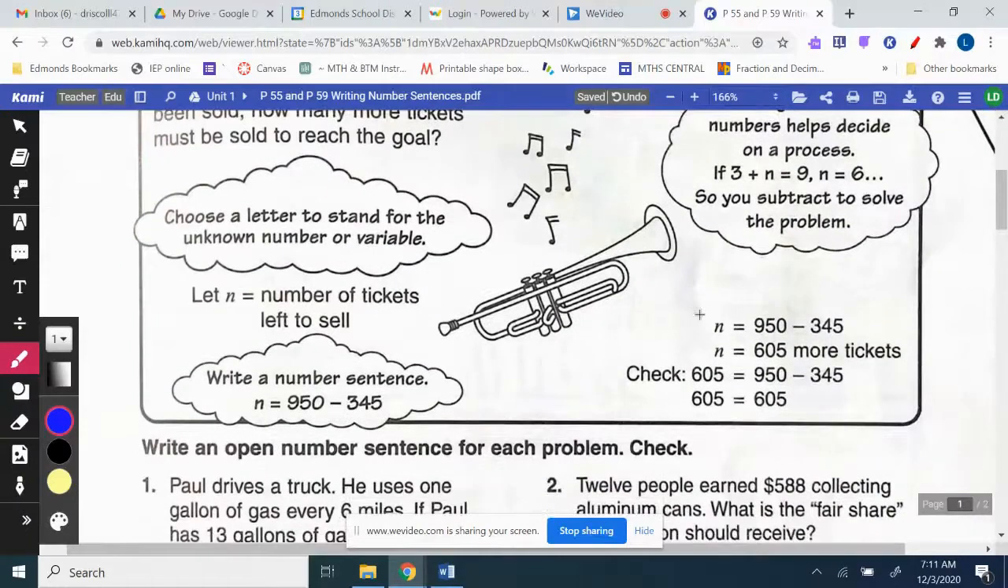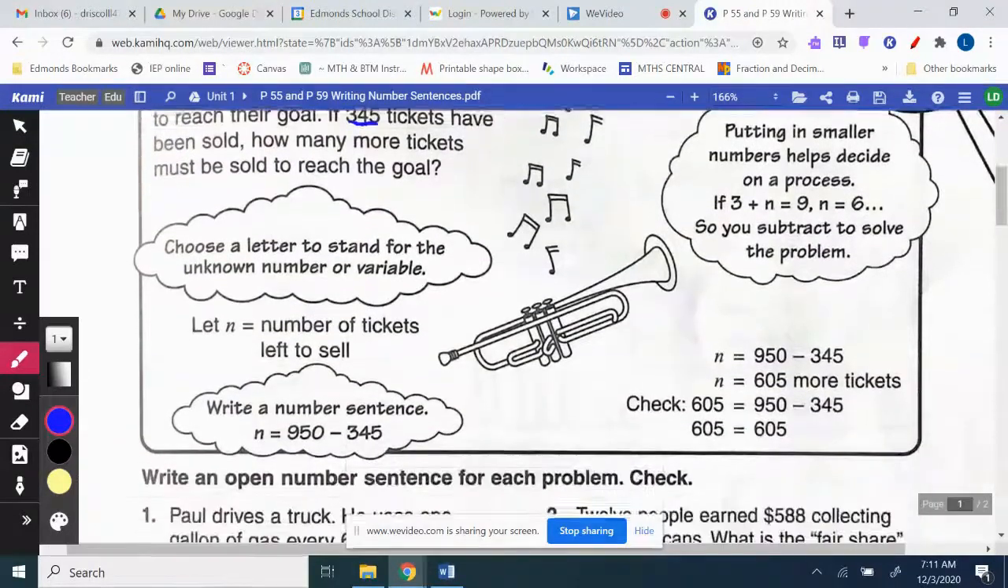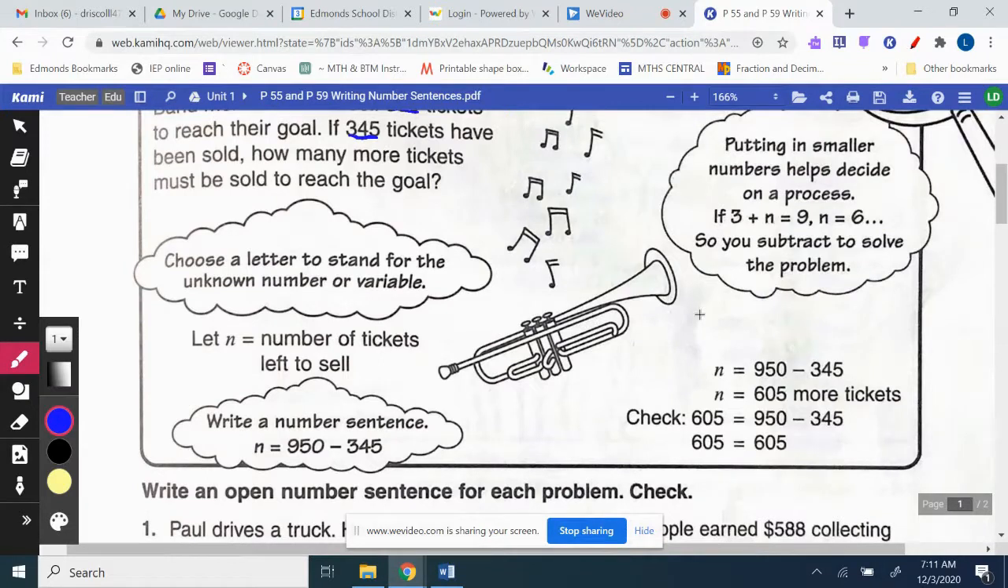And they write the simple number sentence. N equals 950 minus 345. And yeah, this is real simple. You guys could have written 950 minus 345 equals a box. But at this point, we're just trying to make it easy so you feel comfortable writing these number sentences. Sometimes we have to do what they say here because it's easier if we use a smaller number because it makes sense in our head to find the problem. And that's how they made the connection.